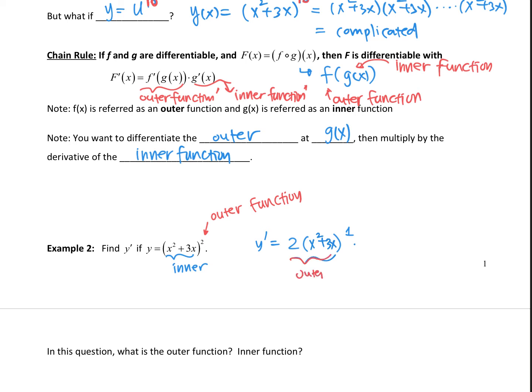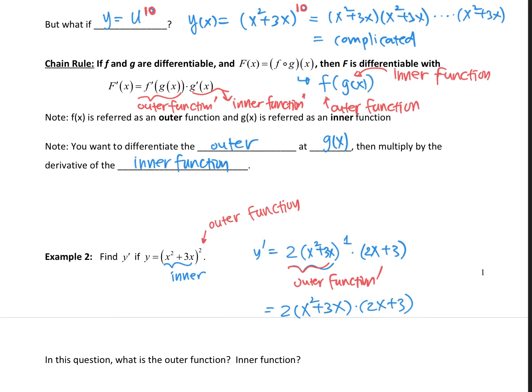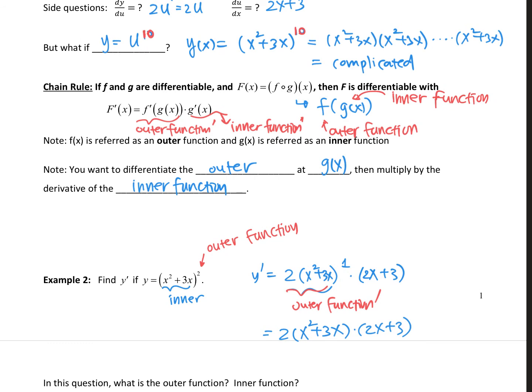Outer function derivative, and then times the derivative of the inner function, right? So I'm looking at this, derivative of the inner function. The inner function here is x squared plus 3x. If you take the derivative of that, I get 2x plus 3. So that's 2x squared plus 3x times 2x plus 3. That's it. Okay, so this is what I got, but the previous answer I got was this one, right?